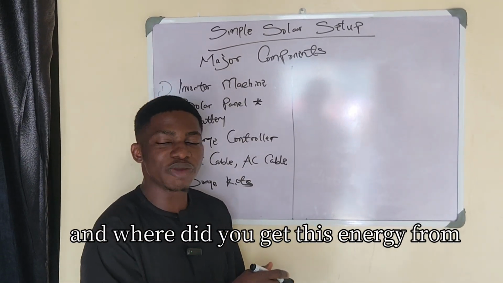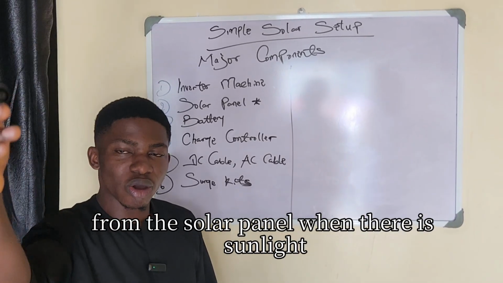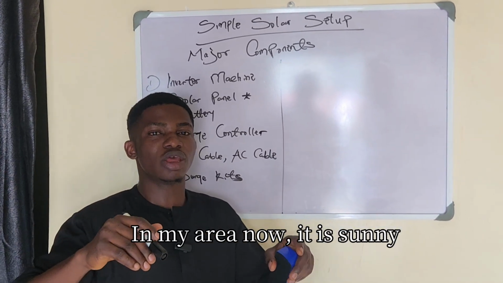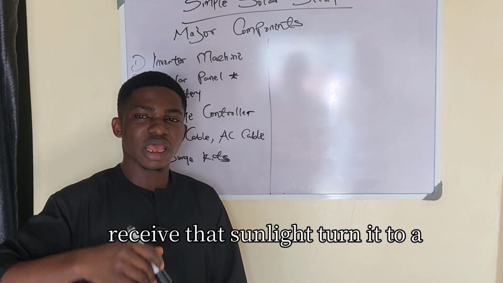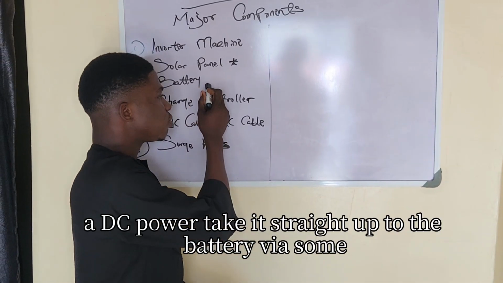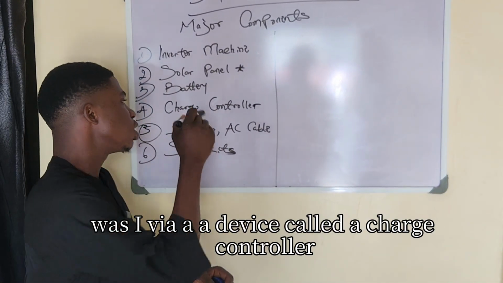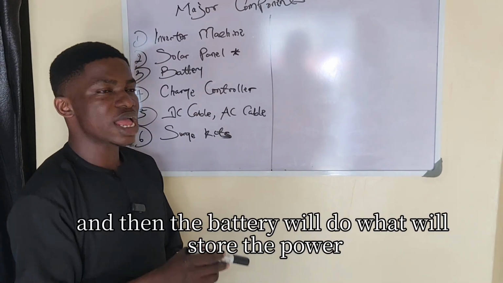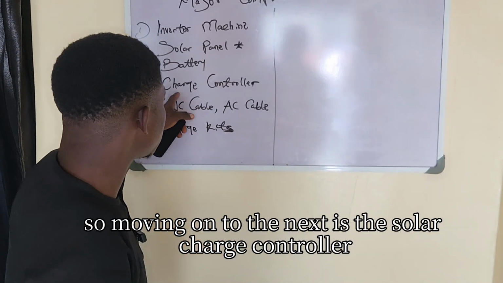And where did you get this energy from? From the solar panel. Yes, from the solar panel. When there is sunlight, like in my area now, it is sunny, the solar panel will receive that sunlight, turn it to DC power, and take it straight up to the battery via a device called the charge controller. And then the battery will do what? It will store the power. So moving on, the next is the solar charge controller.